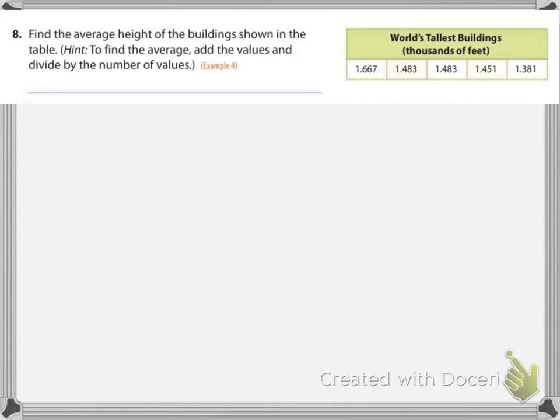Alright, this question is asking you to find the average height of the buildings shown in the table. You can see that off to the right. It is reminding you that to find the average, you would add all the values and then divide by the number of values. This is also called the mean, and it will be talked about in a later chapter.